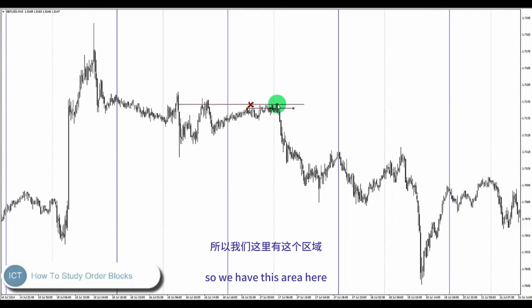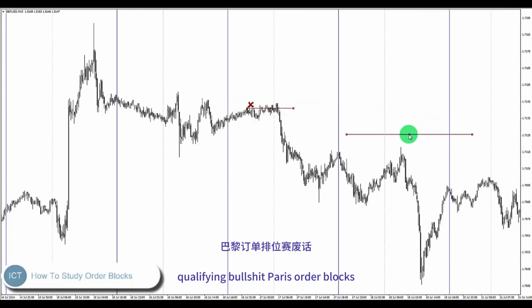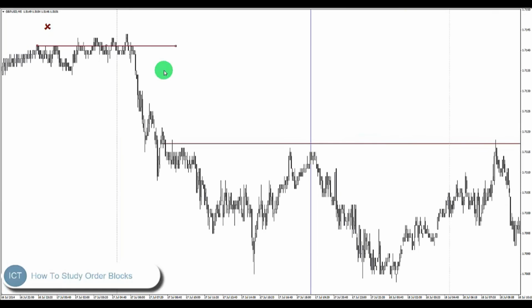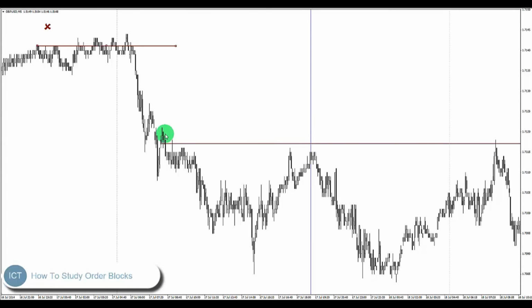So we have this area here, may or may not have gotten a trade, may or may not have caught any of this. And the next opportunity, qualifying bullish or bearish order blocks. Moving on over to the next opportunity here, we have the price swing here, moving lower.